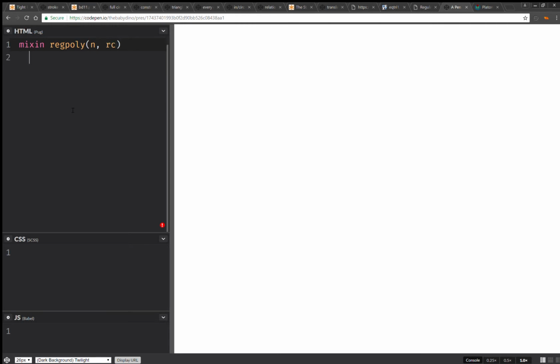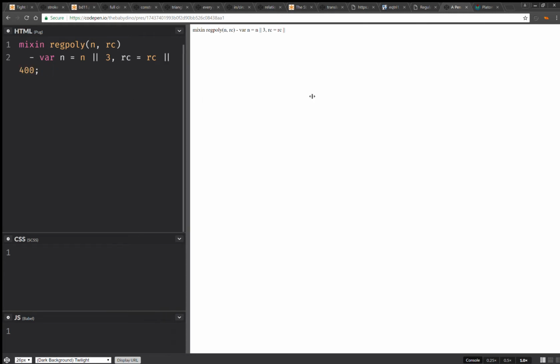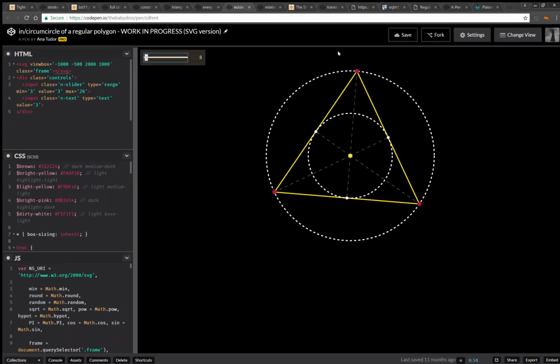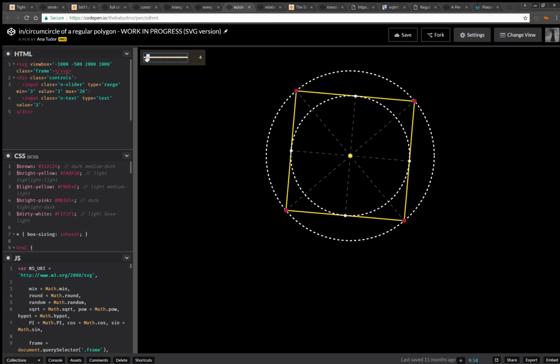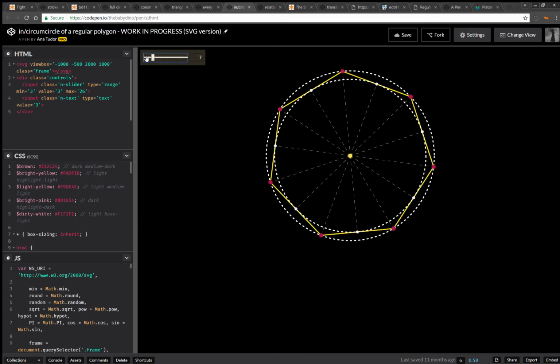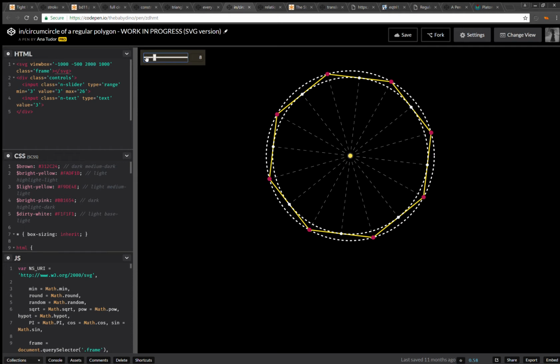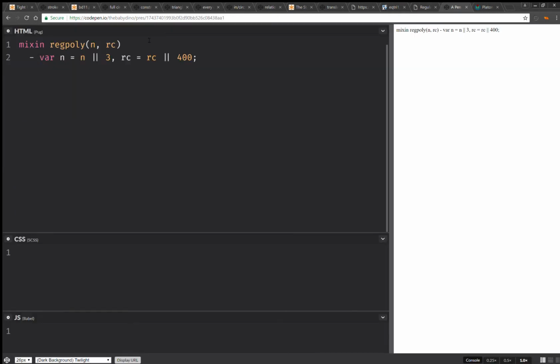So here we're going to take the number of vertices, which is equal to the number of edges, and the circumradius. And we're going to set some defaults here. The number of vertices is going to be the one we set, or 3. And the circumradius is going to be the default, let's say it's going to be 400, something like that. Now, if you don't know what a circumradius is, it's the radius of this big circle on which all vertices of the polygon are situated. So in this case, we have a triangle, but we can also have a square, pentagon, hexagon, heptagon, octagon, and so on.